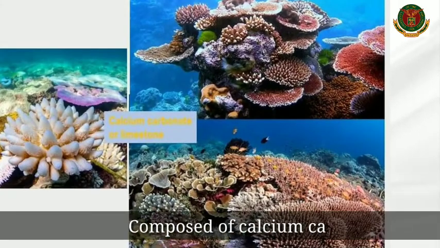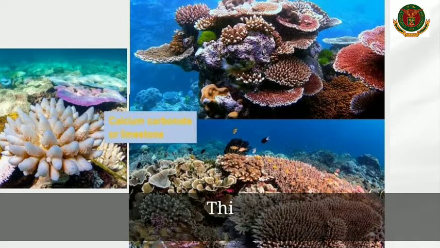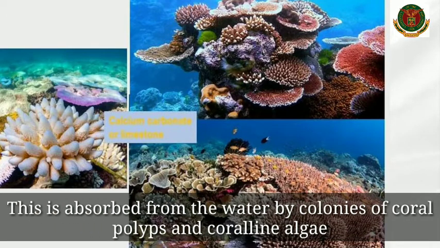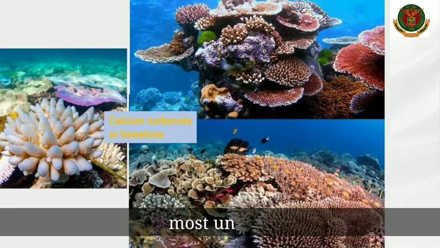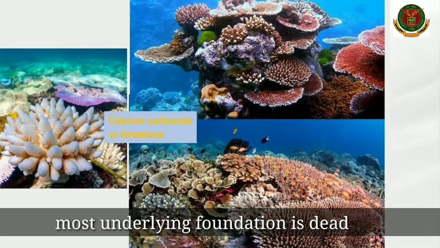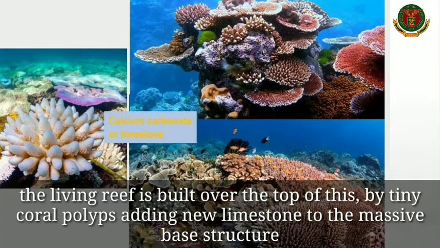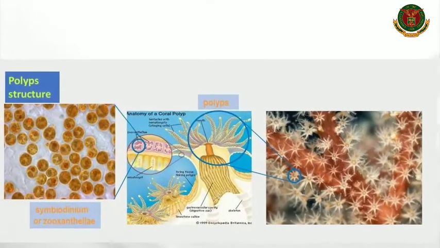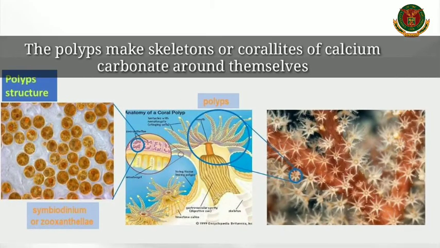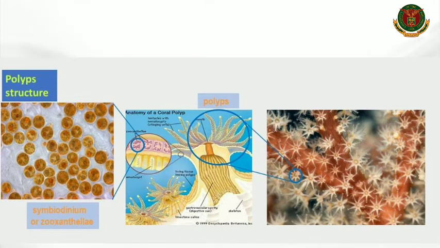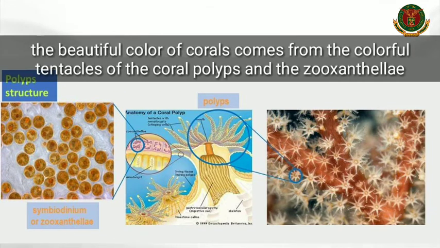Coral reef is composed of calcium carbonate or limestone. This is absorbed from the water by colonies of coral polyps and coralline algae. Most of the underlying foundation of the reef is dead, made up of layer upon layer of coral skeletons. The living reef is built over the top of this by tiny coral polyps, adding new limestone to the massive base structure. The polyps make skeletons or corallites of calcium carbonate around themselves. The beautiful color of corals comes from the colorful tentacles of the coral polyps and the zooxanthellae algae that live in the tissues of many species.